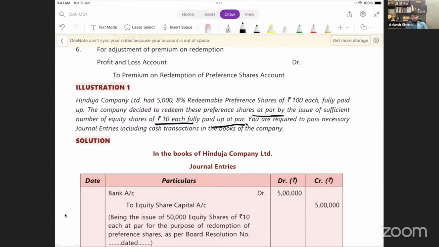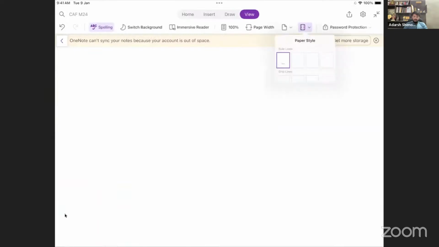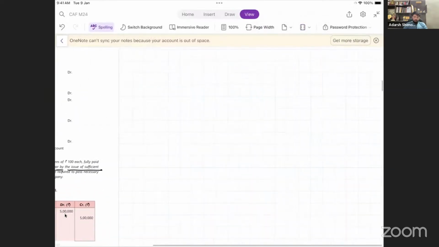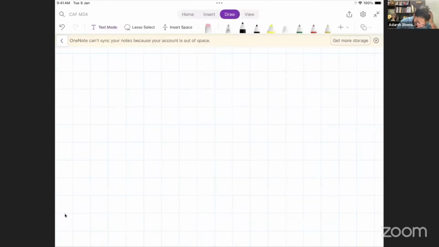They have to follow Section 55. They have two options. They can either do a fresh issue of shares or they can create CRR. Now, what option are they following over here? It said by the issue of sufficient number of equity shares of 10 each. So they are doing fresh issue of equity shares. You're required to pass necessary journal entries, including cash transactions in the books of the company. Very easy, very simple. Let's start. Journal entries in the books of. Draw the format for the journal.